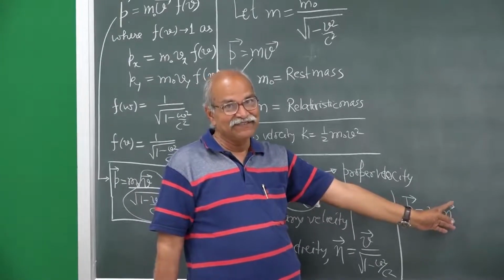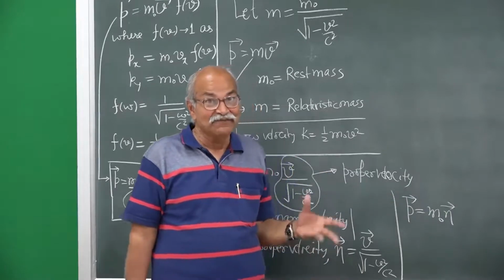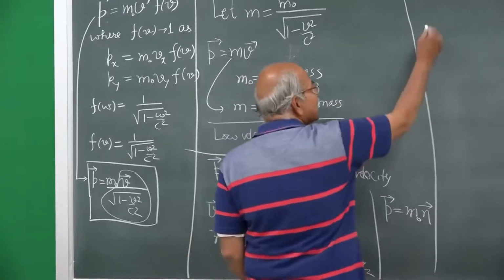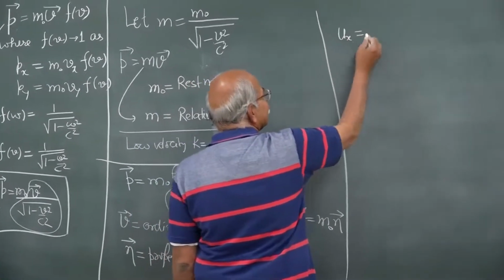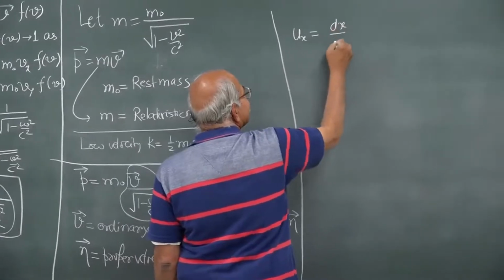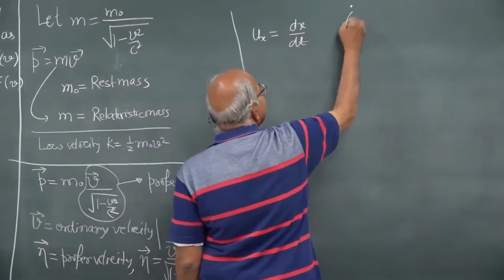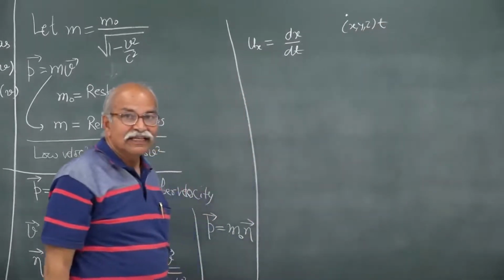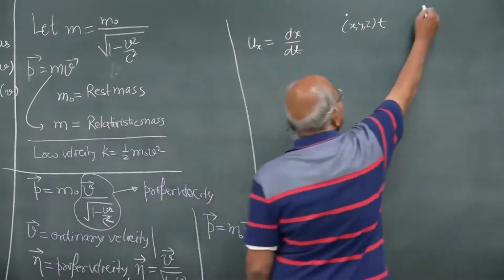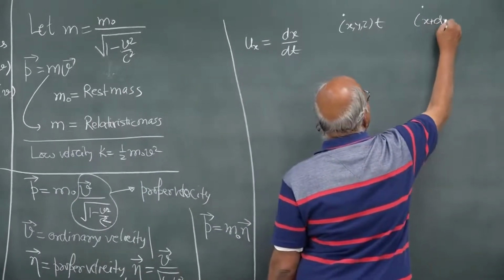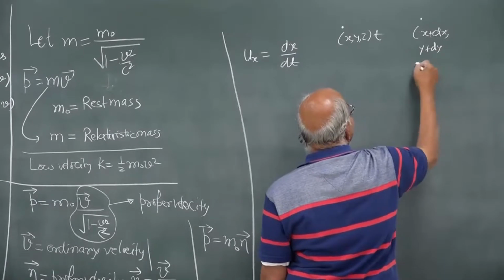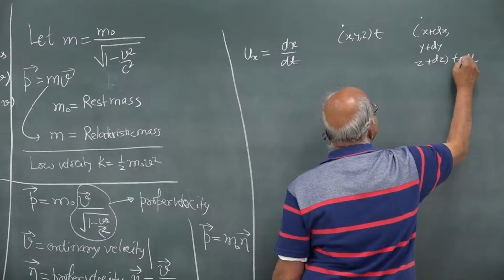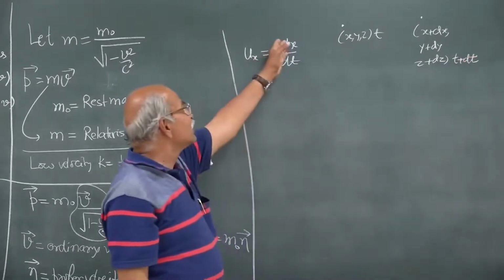What is the significance of this eta, this proper velocity? Why are we calling it proper velocity? How do you define ux? You define ux as dx by dt. So, if the particle is at x, y, z at time t, and at t plus dt it goes to some other place, x plus dx, y plus dy, z plus dz, you define ux as dx by dt.